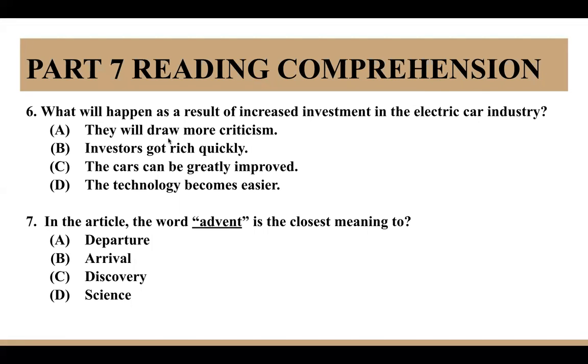A, they will draw more criticism. Is that okay? B, investor got rich quickly. C, the cars can be greatly improved. D, and then the technology becomes easier. They will draw more criticism. No, just because they talk about positive things, right? They feel confident, much more confident. So there is no criticism here. Cross A. Investor got rich. It doesn't imply or refer to this context.